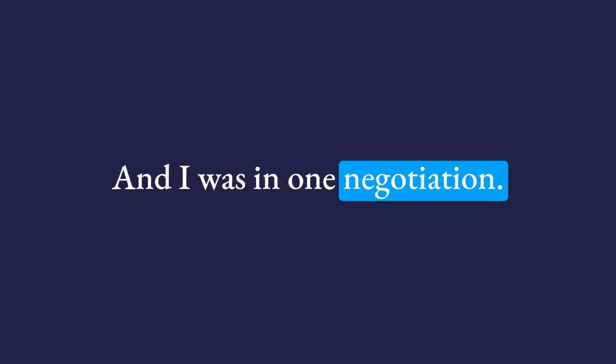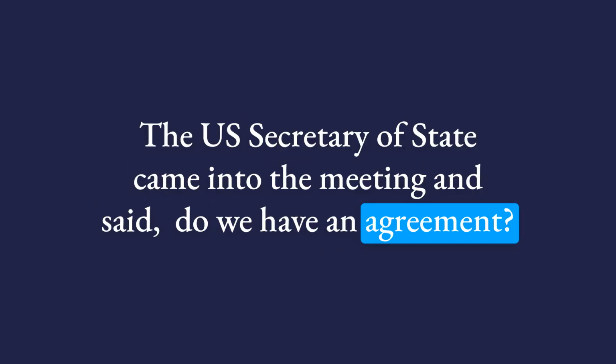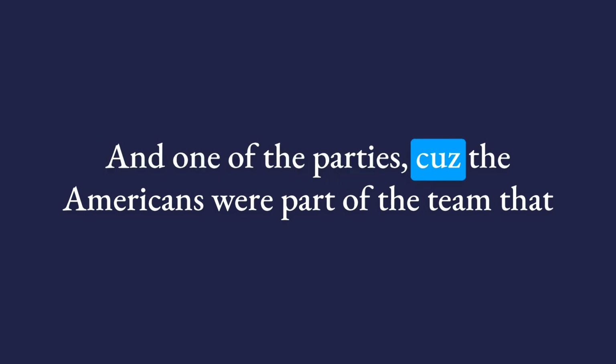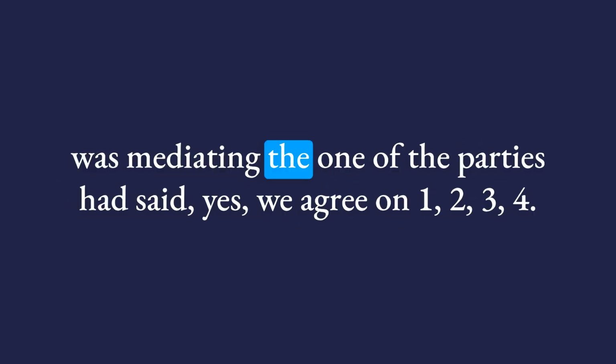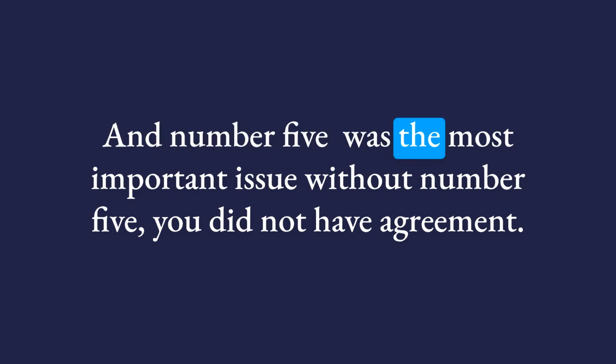I was in one negotiation. It was the critical point in time. The US Secretary of State came into the meeting and said, do we have an agreement? And one of the parties, because the Americans were part of the team that was mediating, had said, yes, we agree on 1, 2, 3, 4. And no, we don't accept number 5. And number 5 was the most important issue. Without number 5, you did not have agreement.